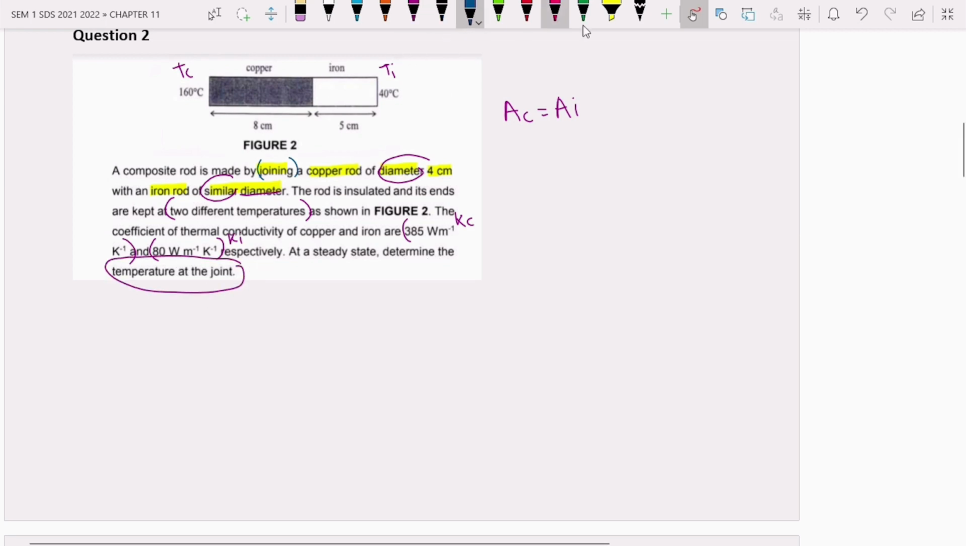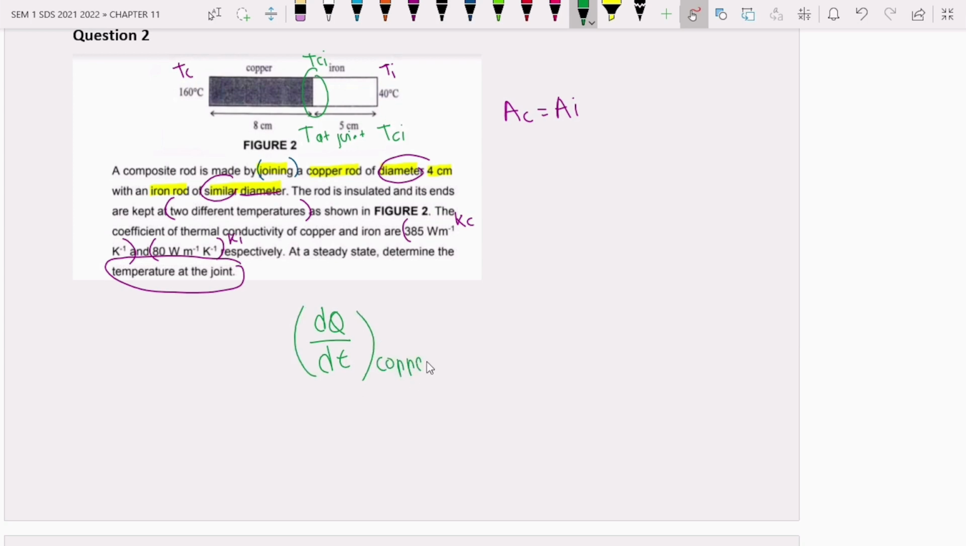So the temperature at the joint. So where is the joint? The joint is here. So I will write the temperature at the joint as temperature copper iron. So here will become temperature copper iron. Because they are joined, they will have the same rate of heat flow. So dQ over dt of copper is the same as dQ over dt for iron.